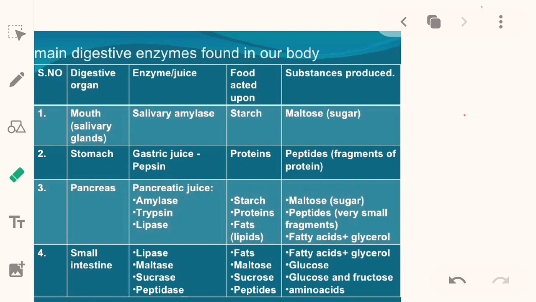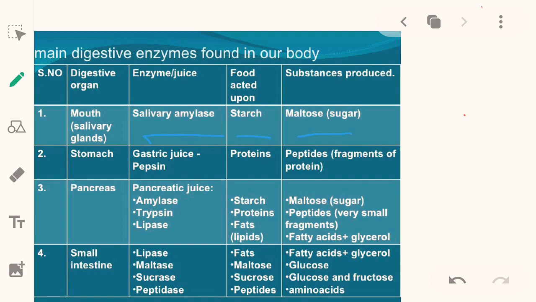Now, let us recall once again what digestive enzymes are present in our body, how they act on the food, and how the end products are produced. You can see here the digestive organs in one column, enzymes and juices in another column, and the food acted upon and substances produced in the next. In the mouth, salivary glands are present. The salivary amylase acts on starch and converts it into maltose.